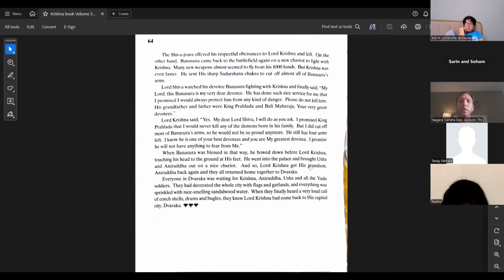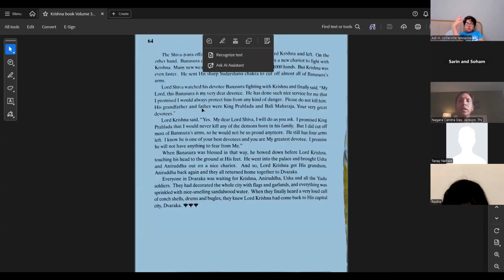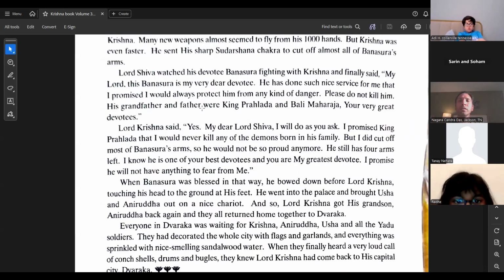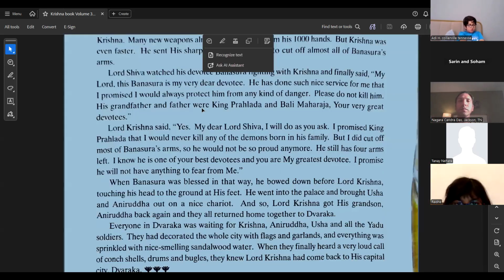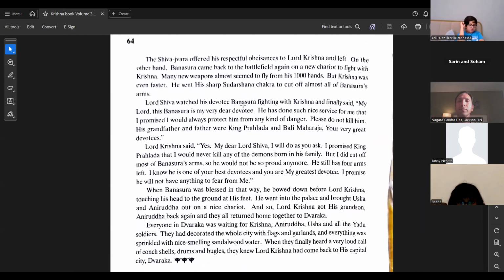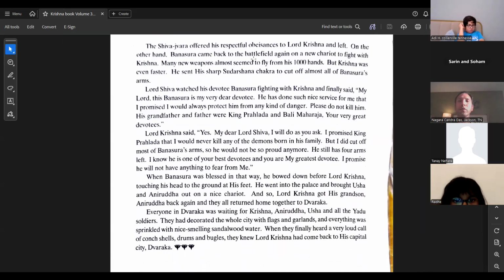Hare Krishna. The Shiva Jwara offered his respectful obeisances to Lord Krishna and left. On the other hand, Banasura came back to the battlefield again on a new chariot to fight with Krishna. Many new weapons almost seemed to fly from his 1,000 hands, but Krishna was even faster. He sent his sharp Sudarshan chakra to cut off almost all of Banasura's arms.